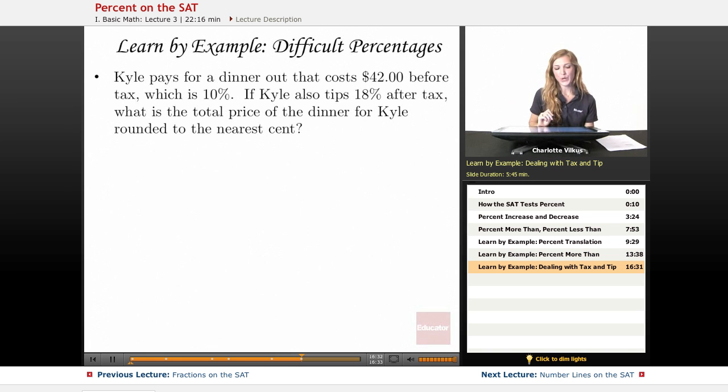So in this example, we have Kyle, who pays for a dinner out that cost $42 before tax, which is 10%. So our tax rate is 10%.